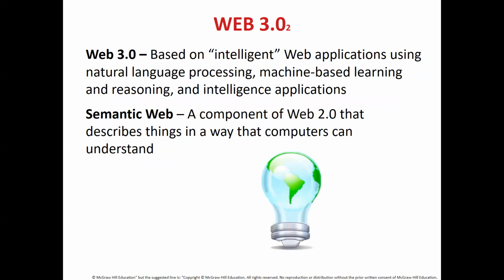Web 3.0 is based on intelligent web applications using natural language processing, machine-based learning and reasoning, and intelligent applications. Semantic web: a component of Web 3.0 that describes things in a way that computers can understand.